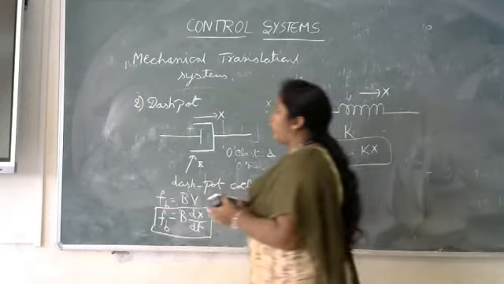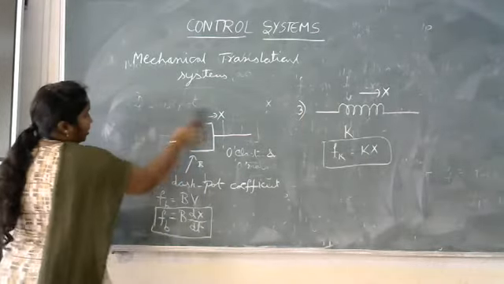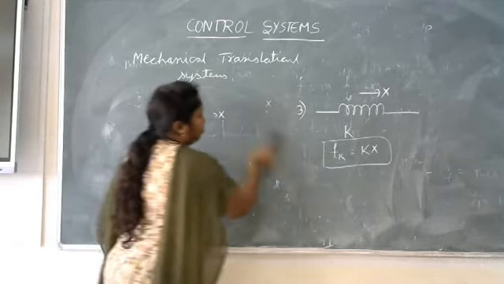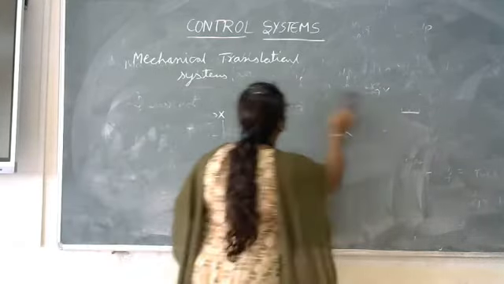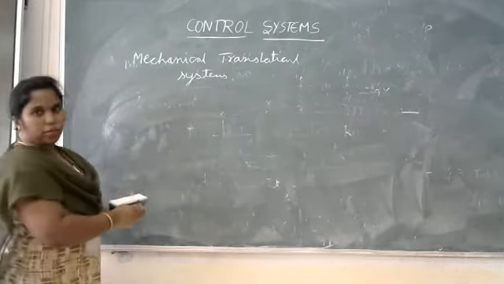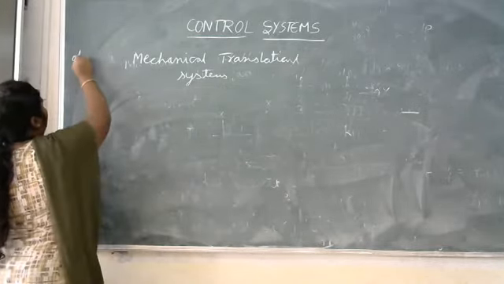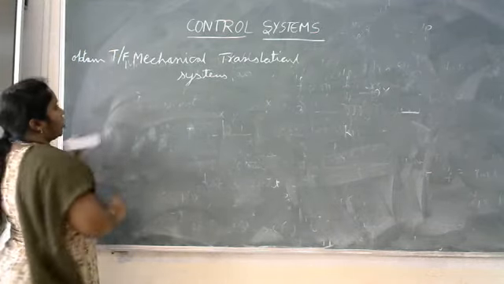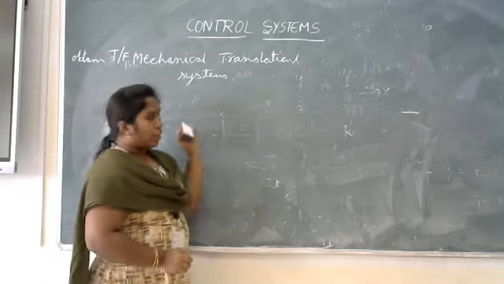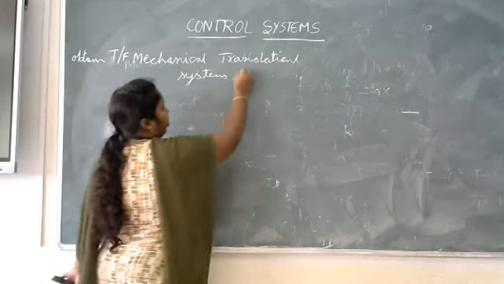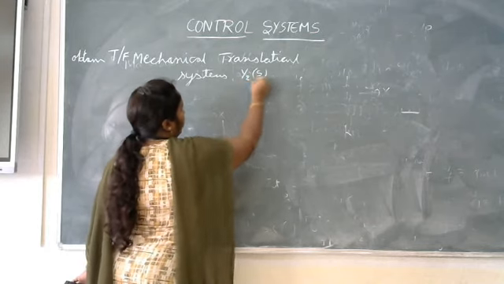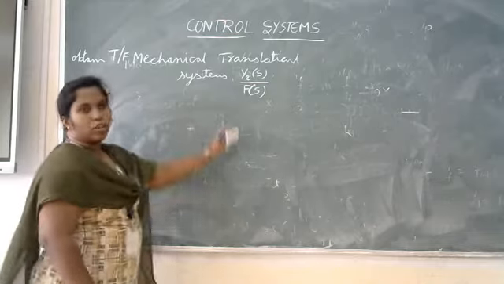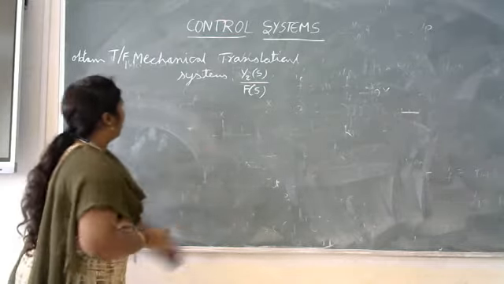Now we will do a problem for the mechanical translational system to obtain a transfer function. Here I am writing the question. Obtain the transfer function for the mechanical translational system which is drawn below. You have to obtain the transfer function Y2(s) by F(s). Okay, this is your question. Now I am drawing the diagram. See here.